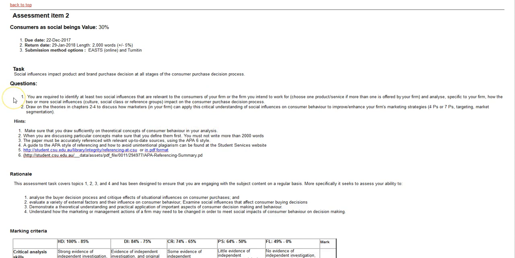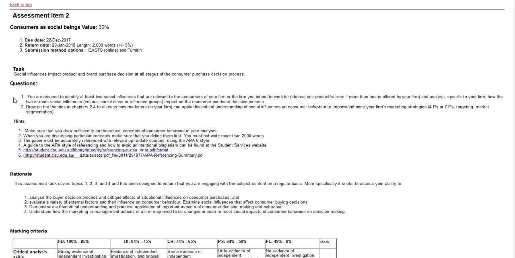Basically, you have to identify at least 2 social influences that are relevant to consumers of your firm, or the firm that you want to work for. So choose one product or service if more than one is offered by your company, and analyze the social influences which refer to that particular firm. If you pick two of those influences, it could be culture or social class, or social class or reference groups. It's up to you.